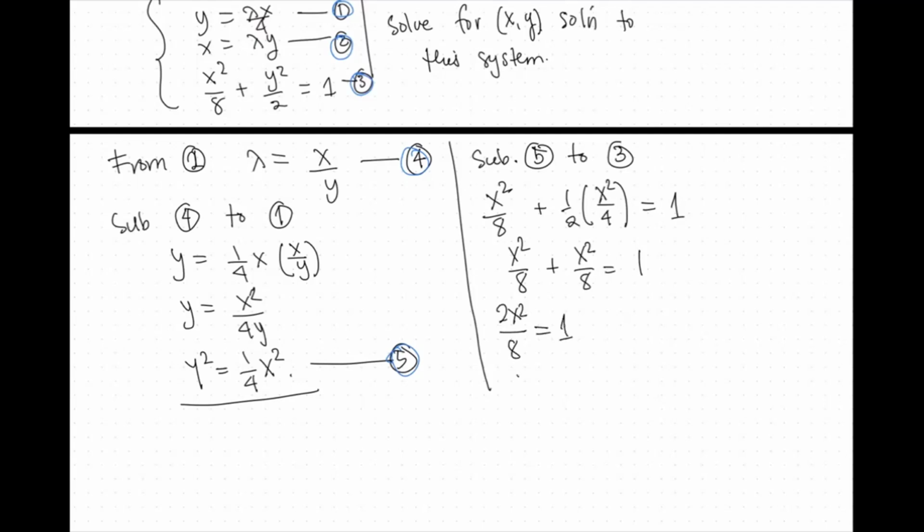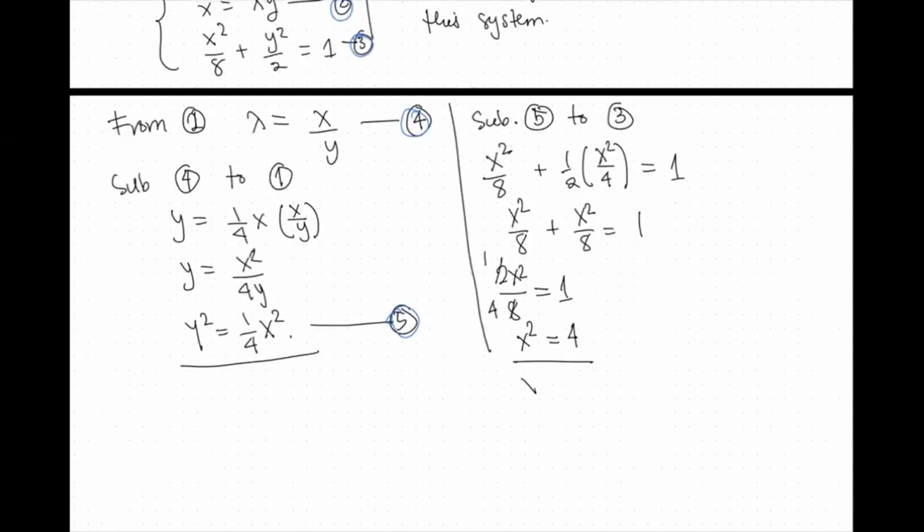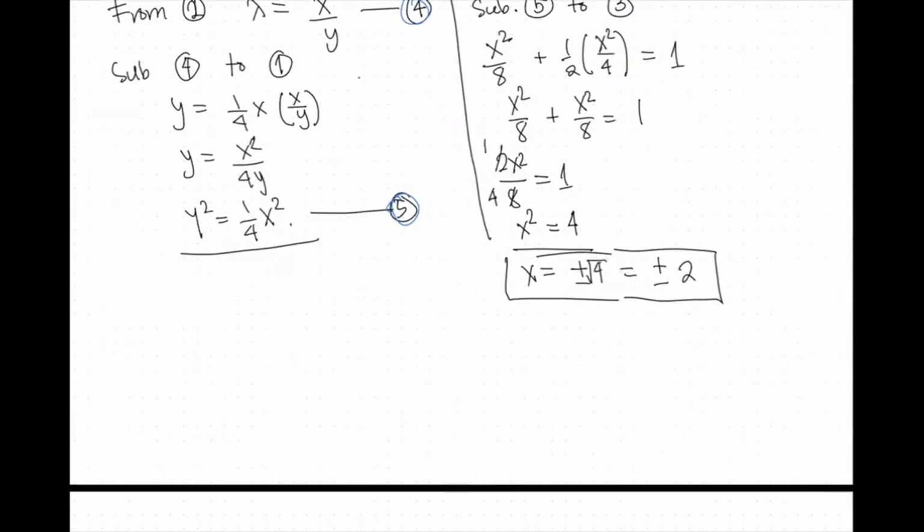That means we get x squared is equal to, here we get 1, we get 4, and then multiply above, we get x squared is equal to 4. That means your x is equal to plus or minus square root of 4. So this is equal to plus or minus 2. All right, that's it. So now we have two values for x.